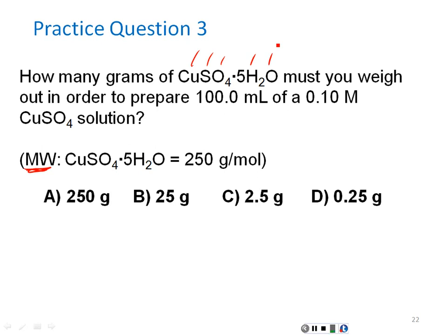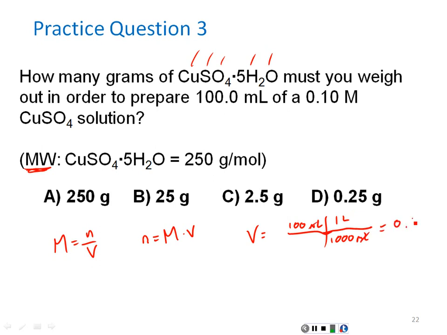All right, first, let's write our equation for molarity. Now let's rearrange it. We need to solve for moles. And the volume, let's convert our volume into liters. So we have 100 milliliters, and there's 1,000 milliliters in 1 liter. So the milliliters cancel, and we're left with 0.1 liters.